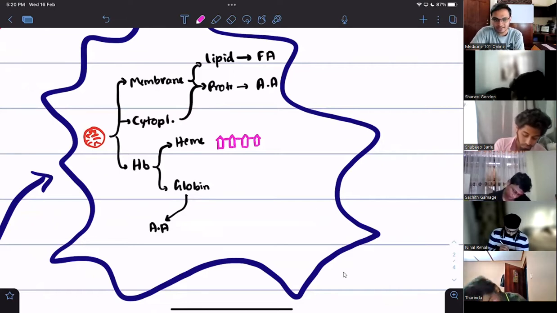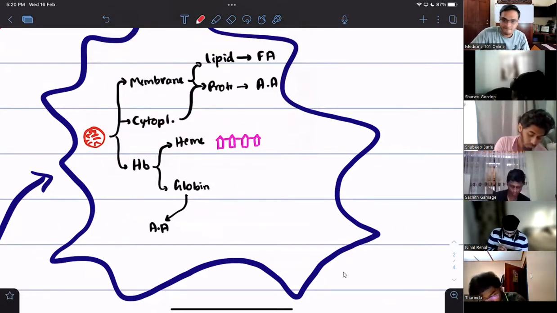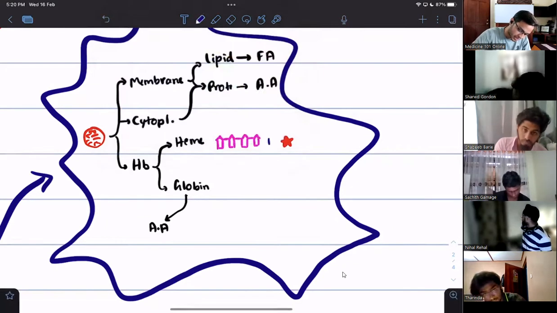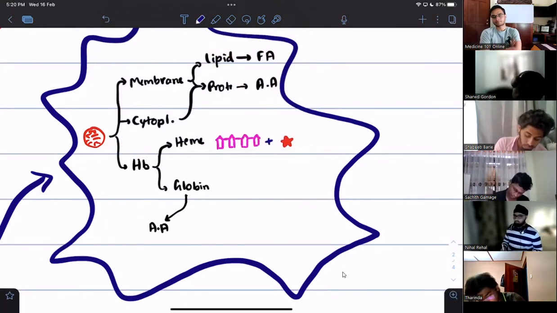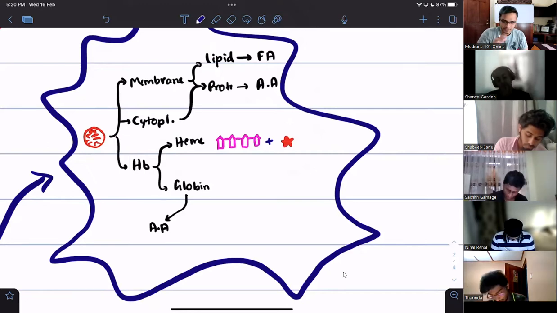And when the ring structure disappears, what was in the center of the ring? Our ferrous ion. So the ferrous ion will come out now. Fe2+ will come out. We'll leave that Fe2+ there. We'll see what happens to it.